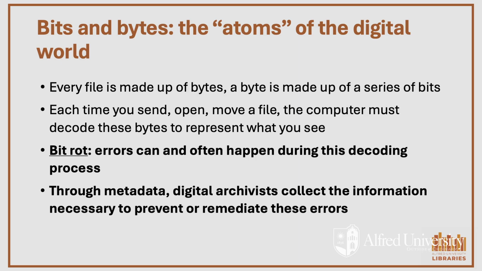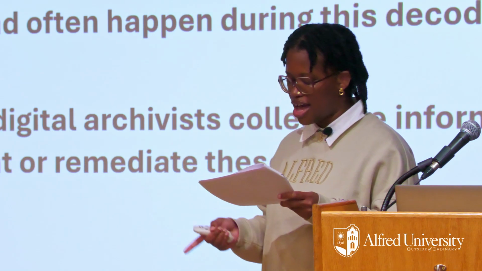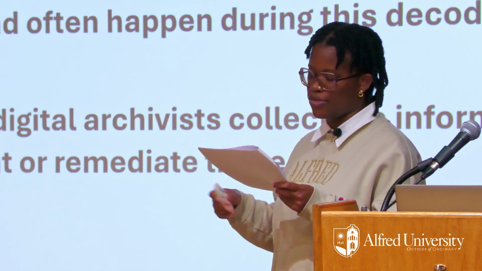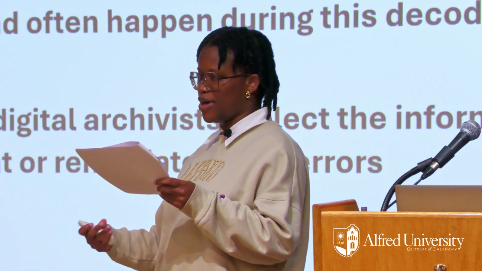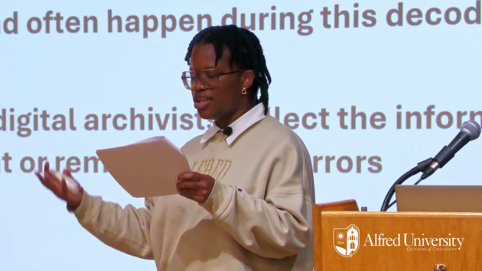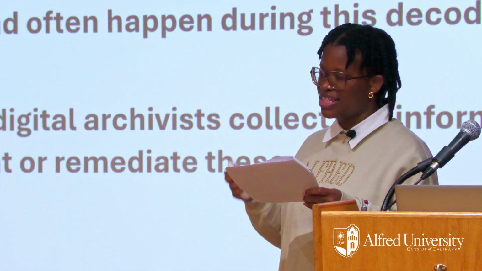These bits correspond to characters on your computer, like the letter A or something. And they also tell your computer how to open a file according to the file format it is associated with, right? So what does this mean for you, and especially for me as a digital archivist and a very much not computer scientist? It means that every time you manipulate a file, open it, send it, move it, whatever, the computer is essentially decoding these bytes to represent what you see. And most importantly, many errors can and often do occur during this process at the bit level.